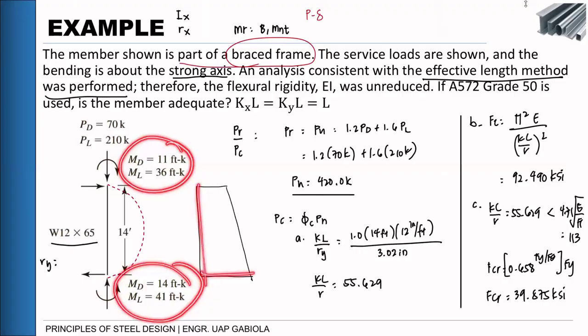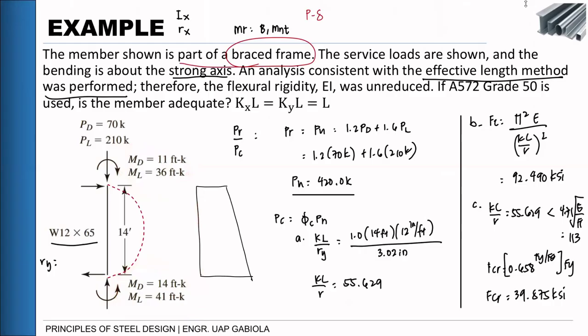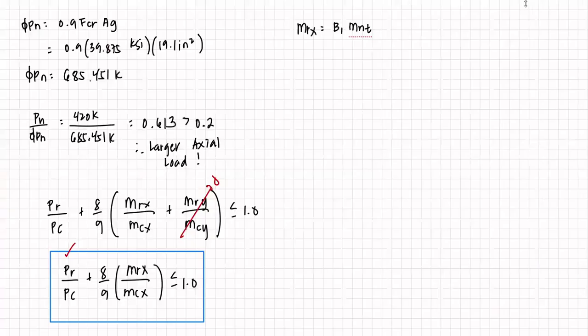using yung ating load combination. So, 1.2 ng 11 plus 1.6 ng 36, that is 70.8 kip-feet. And then 1.2 ng 14 plus 1.6 ng 41, we have 82.4 kip-feet. Okay? So si MNT is maximum. So 82.4 yung gagamitin natin for MNT. Okay? So for MNT, alam na natin na 82.4 yung i-fit natin. Ngayon si B1 yung kailangan natin.